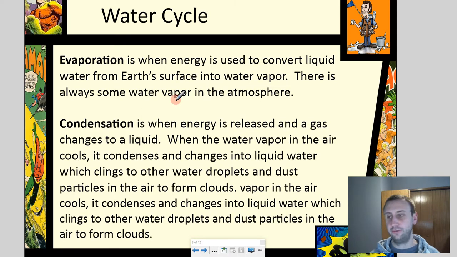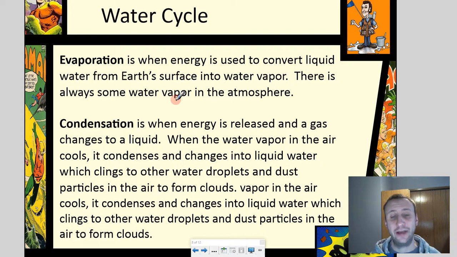So let's get into some notes for this that you'll have. Evaporation is when energy is used to convert liquid water from Earth's surface into water vapor. There is always some water vapor in the atmosphere. Even right now around you, there is water vapor in the air, and that's what humidity is. It's how much water is in the air.